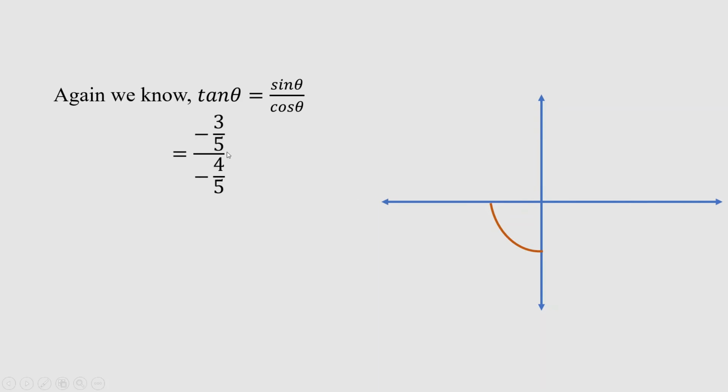Okay. Again we know tan theta is equal to sin theta by cos theta. We get value of sin theta is equal to minus 3 by 5 and value of cos theta is equal to minus 4 by 5, given. Now cancelling minus minus, we get plus, and cancelling 5, we get 3 by 4. Okay. Therefore ratio of tan is equal to 3 by 4. Clear? I hope it is.